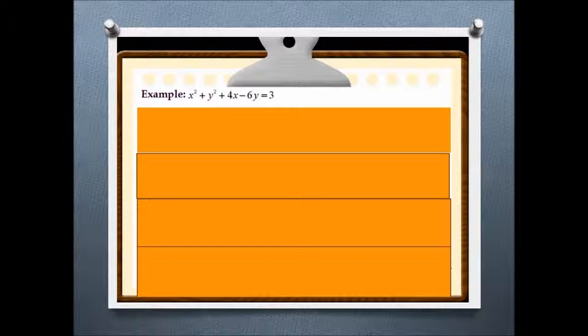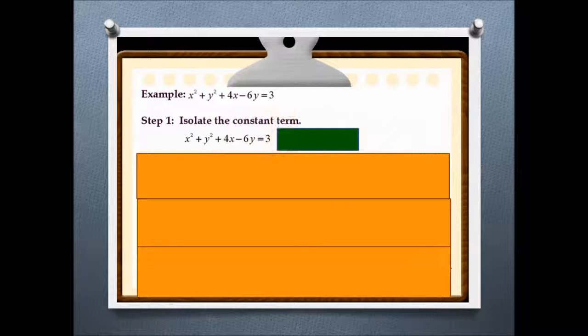Now let's go back to our example. x² + y² + 4x − 6y = 3. Our first step would be to isolate the constant term. In our case, ours already is. But in the case that you have a constant with the variables, all you got to do is eliminate it by isolating it to the other side of the equation.